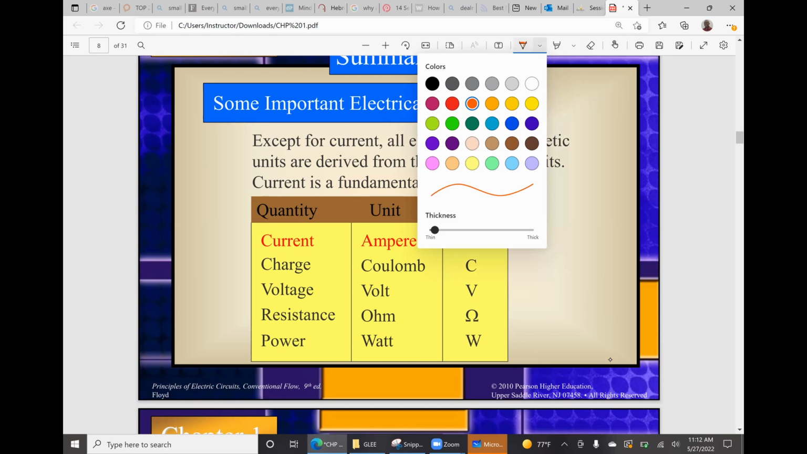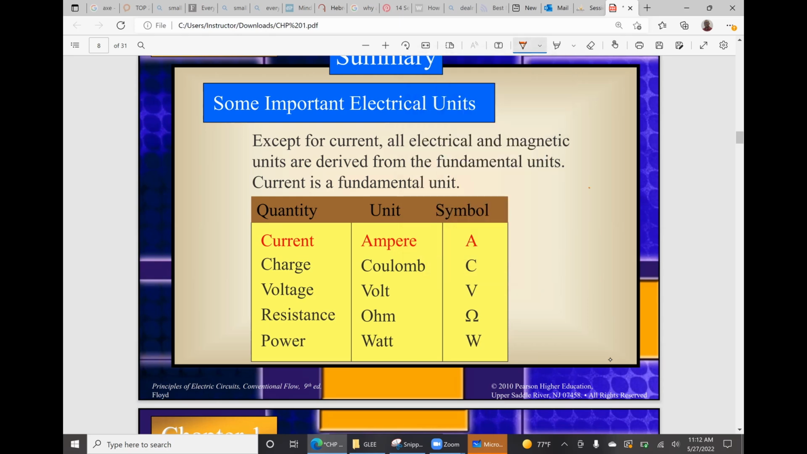we have charge. Remember we said that electrons have a negative charge and protons have a positive charge. The unit for charge is actually the coulomb, right, with the symbol C. We have voltage, and the unit for voltage is the volt with the symbol V. We have resistance. The unit for resistance is the ohm, and also we have power. The unit for power is the watt. And so we'll be discussing all of these units right here. We'll be calculating them, and essentially we are going to be more familiar with them by the end of this course.